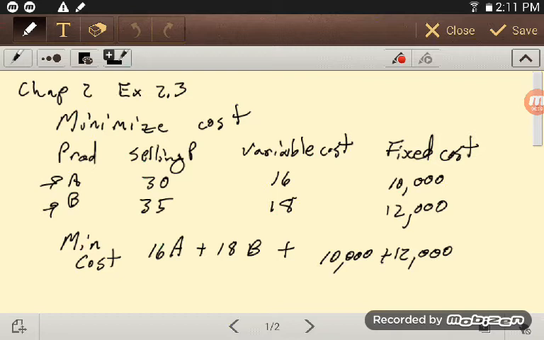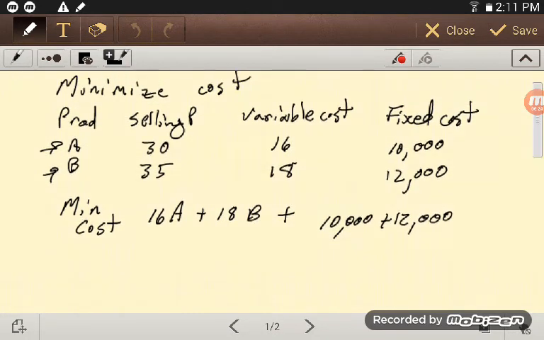of a and b in this case, or x and y in general, or x1, x2, and so forth. Okay, so we want to minimize that cost. Now, subject to what? Well, we want to break even. And so, in order to break even, I have to sell the same amount as the cost, right? My revenue has to equal my cost.